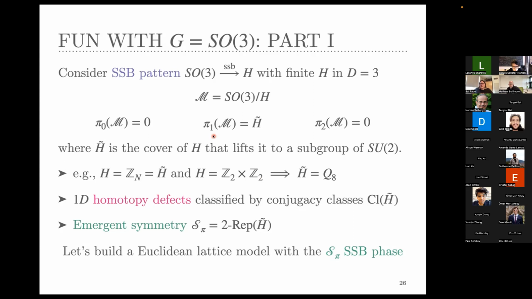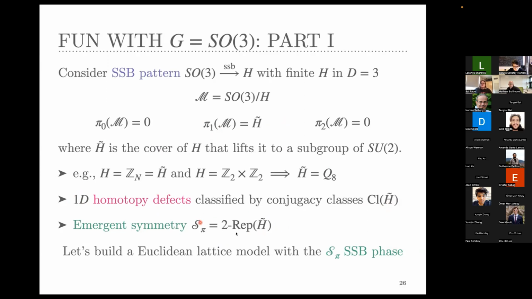So the only homotopy defects we have are classified by pi 1. And remember, generally they're codimension 2, so in D equals 3, there'll be one-dimensional homotopy defects in spacetime. And it'll be classified by the conjugacy classes of this H tilde, right? Then we can use some of the general results that we just discussed, and we automatically can write down what the emergent symmetry is. It's just described by this fusion 2-category, 2Rep of H tilde.